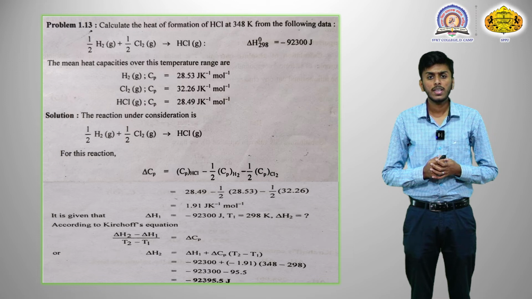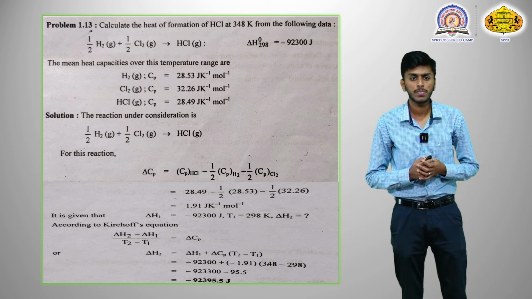For the hydrogen gas, Cp equals 28.53 joule Kelvin inverse mole inverse. Chlorine gas, Cp equals 32.26 joule Kelvin inverse mole inverse. Hydrochloric acid gas, Cp equals 28.49 joule Kelvin inverse mole inverse.